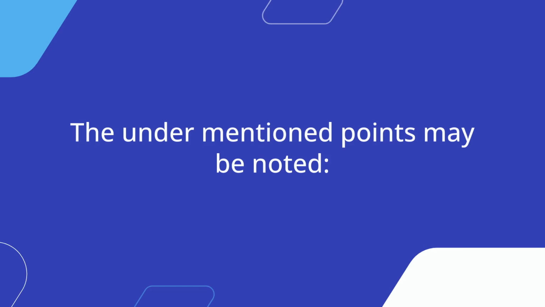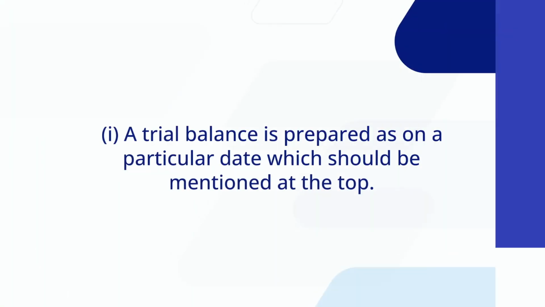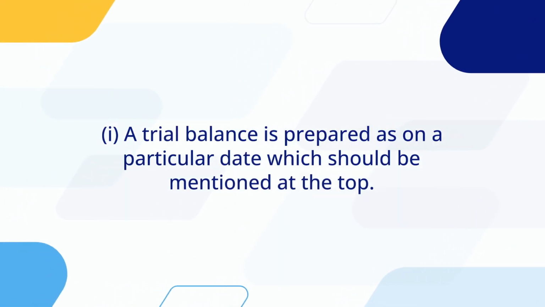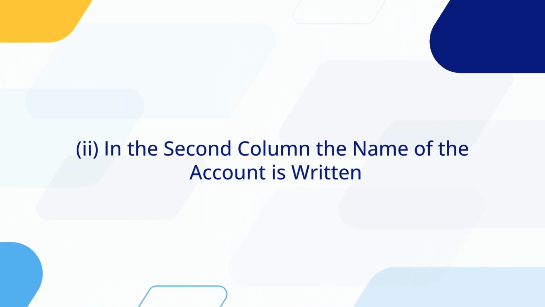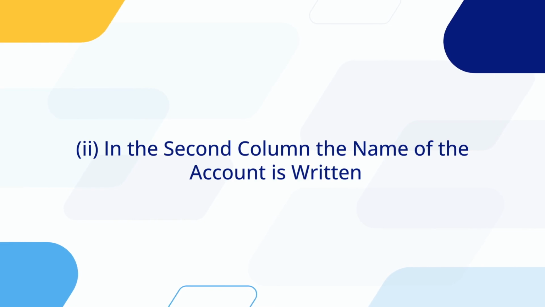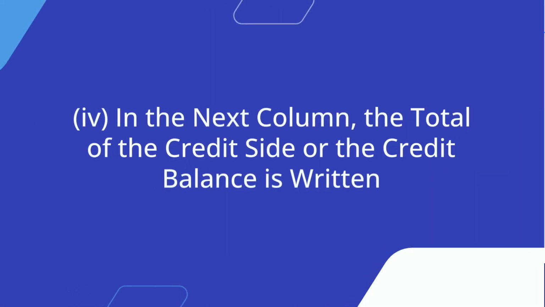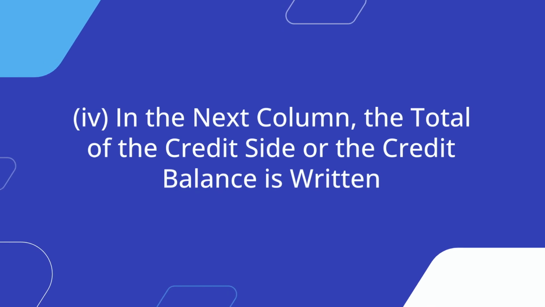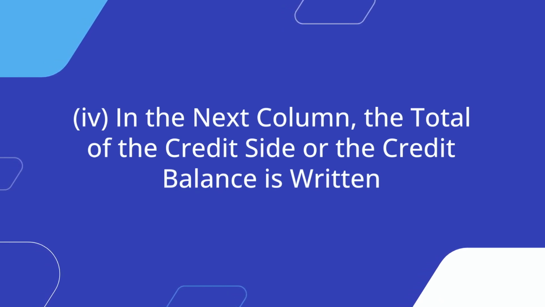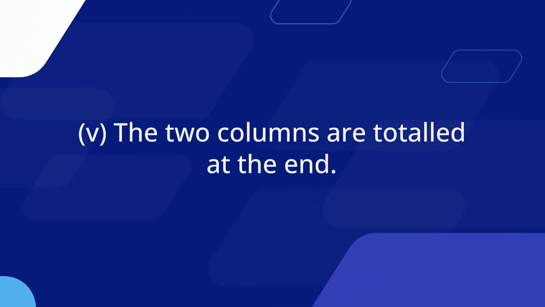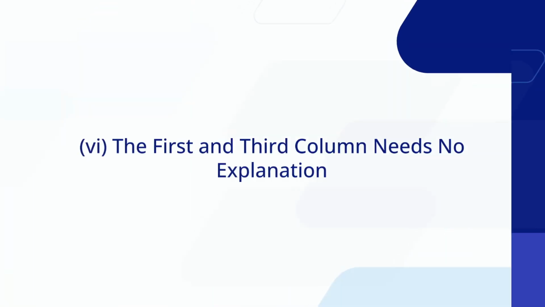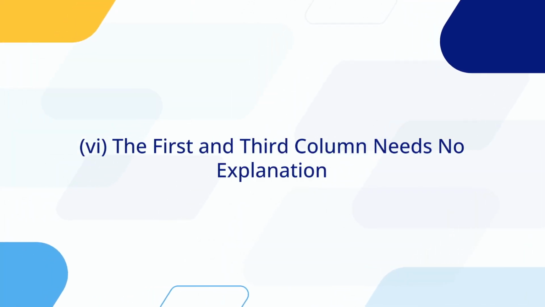The under-mentioned points may be noted. A trial balance is prepared as on a particular date, which should be mentioned at the top. In the second column, the name of the account is written. In the fourth column, the total of debit side of the account concerned or the debit balance, if any, is entered. In the next column, the total of the credit side or the credit balance is written. The two columns are totaled at the end. The first and the third column needs no explanation.